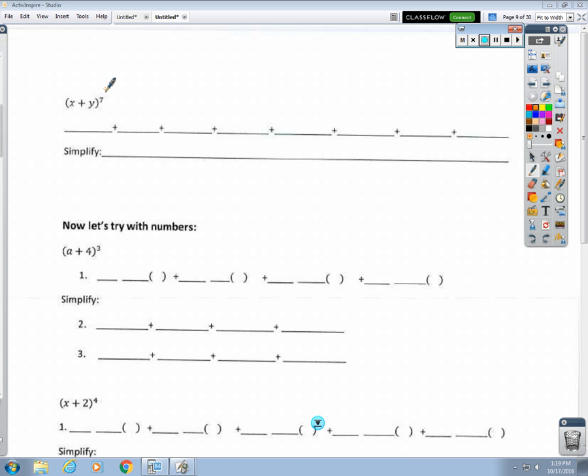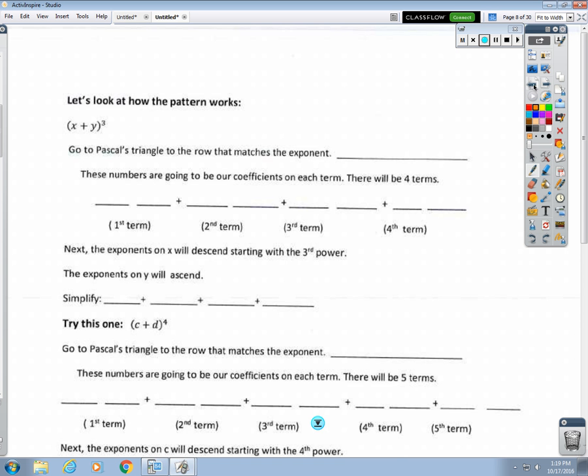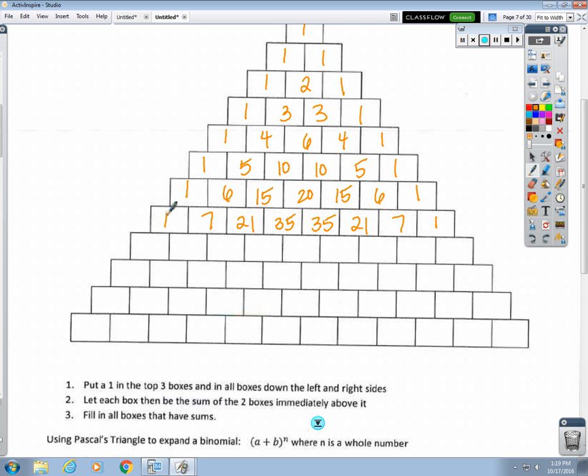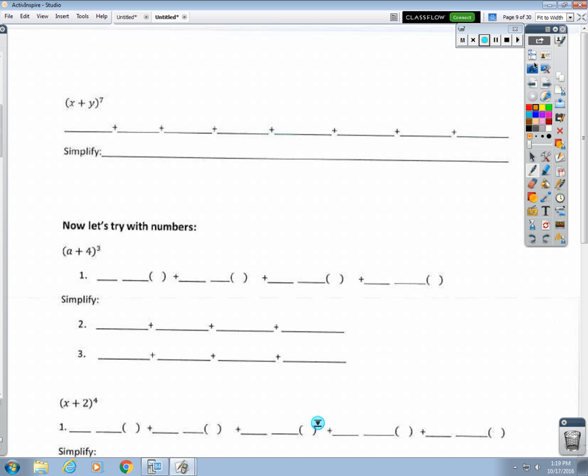Since it's to the 7th power, you go to the row with the 7 in it. So 1, 7, 21, 35, 35, 21, 7, 1. Those are your coefficients. 1, 7, 21, 35, 35, 21, 7, and 1.